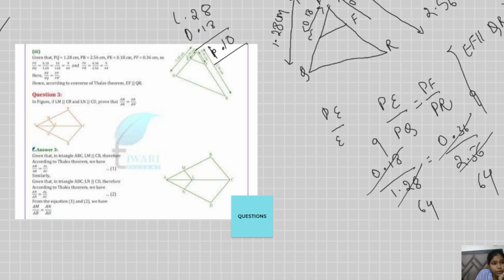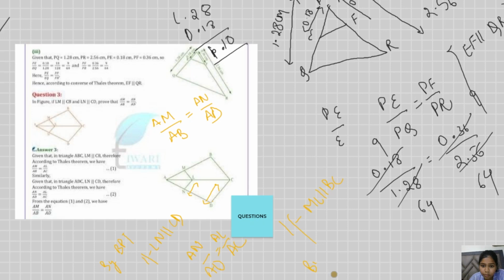Okay, we are given this particular picture. This is AM, this is MB, this is AN, ND and AL, LC. We have to prove that AM by AB is equal to AN by AD, right? So what we'll do now, we are given that this LN is parallel to this CD. So by BPT, if LN is parallel to CD, then AN by AD will be equal to AL by AC. Similarly, if ML is parallel to BC, by BPT, AL by AC will be equal to AM by AB.